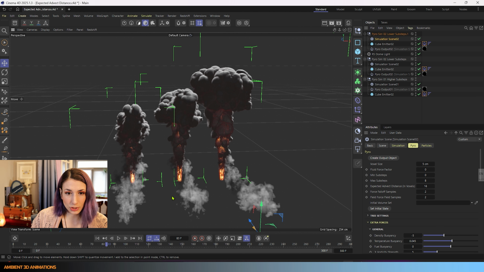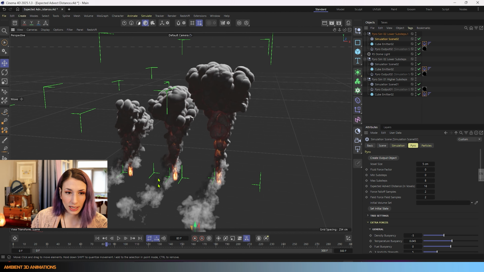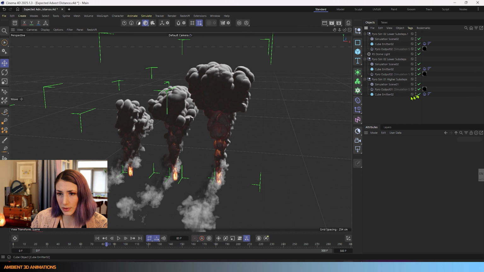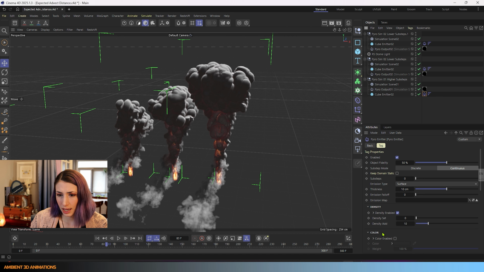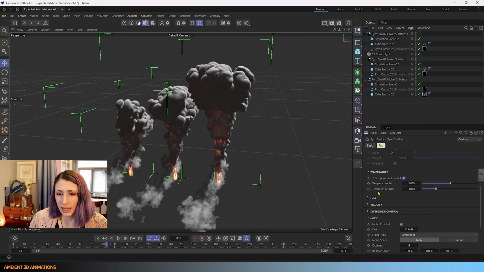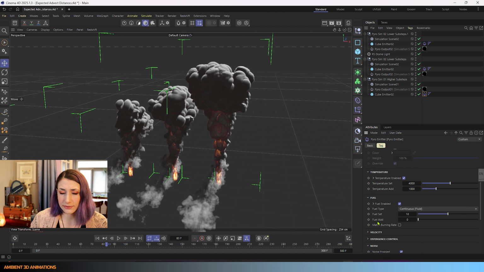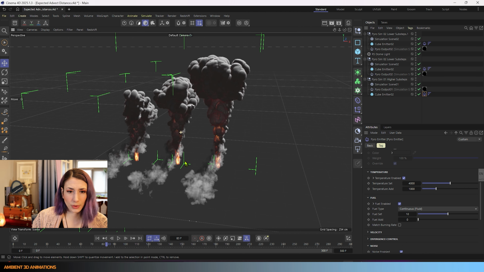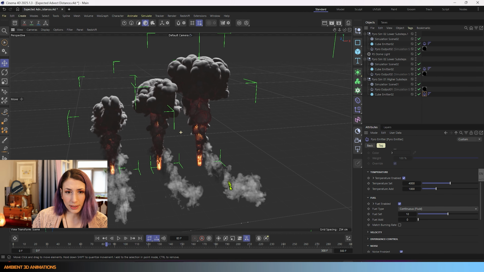And I think it's easier to see the difference between the setting at different amounts when you do have fuel activated for your Pyro emitter. So you can see in the tag, I have fuel turned on, and it is just turned on to the default settings for the fuel. So if you just check this on, you'll have the same settings as me. Each one is set to continuous, and the fuel set is 10. So that is what we're looking at here, and we're going to talk about what this is.